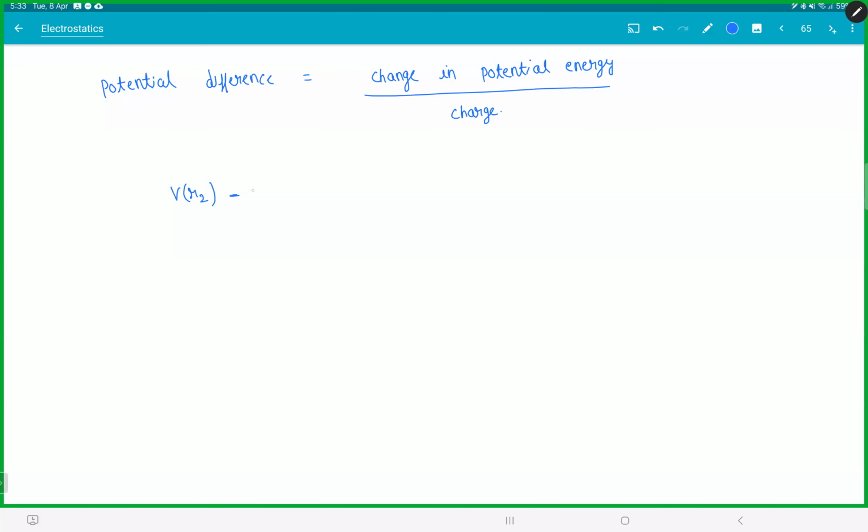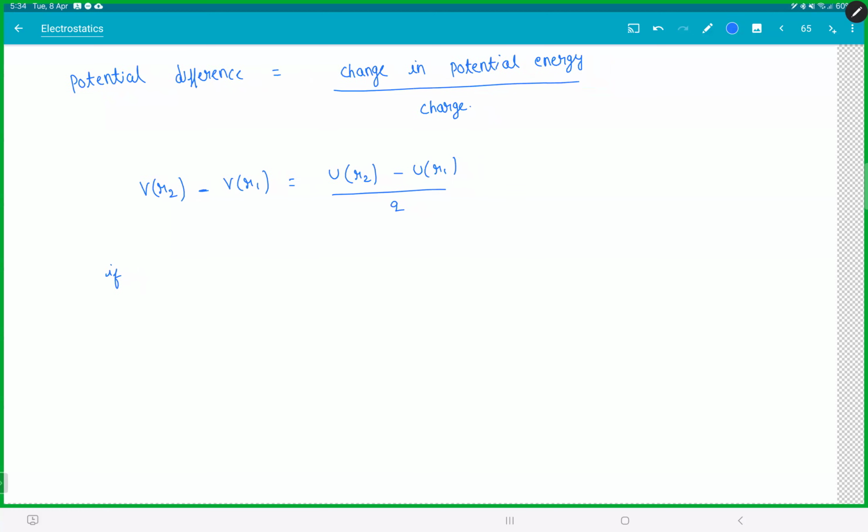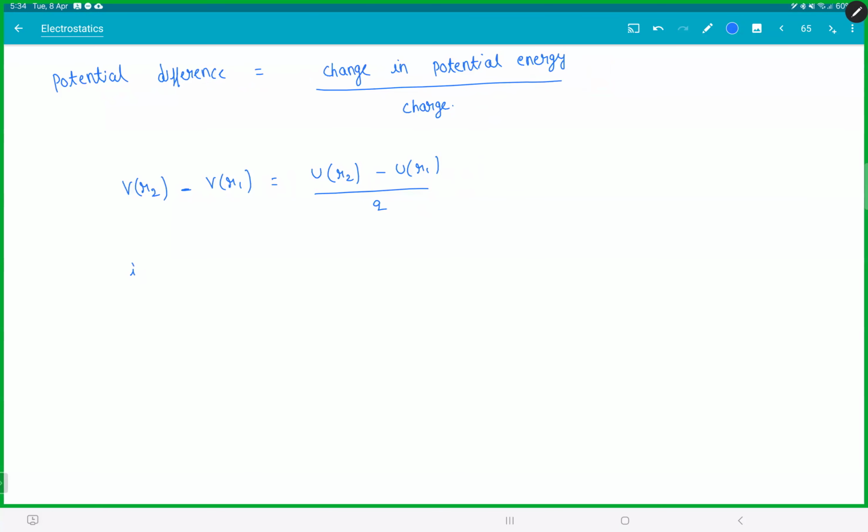So the potential difference, V(R2) minus V(R1), is given by (U(R2) minus U(R1)) by q. Now, if you take R1 as infinity, you always have to choose a reference. If R1 tends to infinity, we know U of infinity we take as 0. Suddenly, this formula becomes V of R is equal to potential energy at R by q.